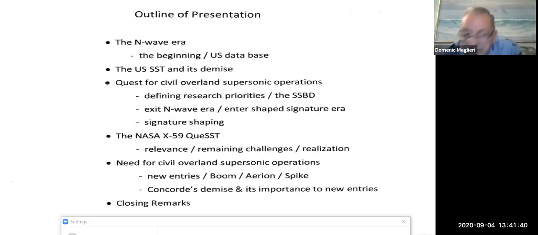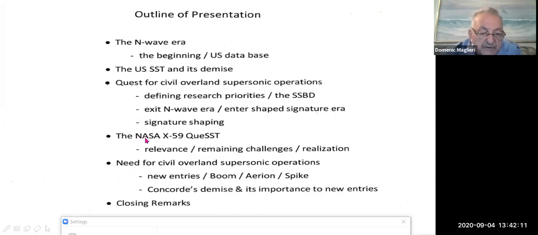An outline of the presentation today. We'll start off talking about the N-wave era, the beginning, and the US database. Talk about the SST and its demise. We'll talk about the quest for overland supersonic flight and the defining of the research priorities that would allow for that. We'll talk about the shaped sonic boom demonstrator. We'll exit the N-wave era, enter the signature-shaped era, and talk about shaping.